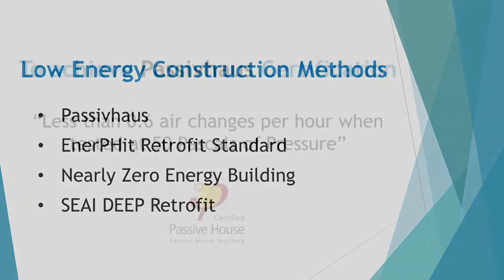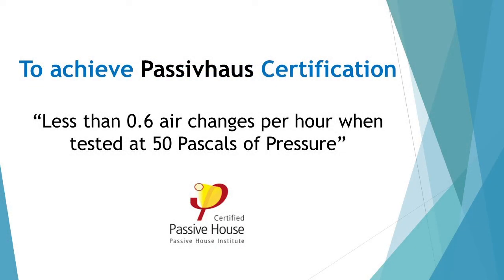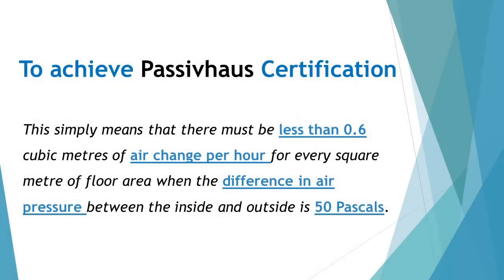To gain Passive House certification, a building must reach the standard of less than 0.6 air changes per hour when tested at a pressure of 50 pascals. This simply means that there must be less than 0.6 cubic meters of air change per hour for every square meter of floor area, when the difference in air pressure between the inside and outside is 50 pascals.